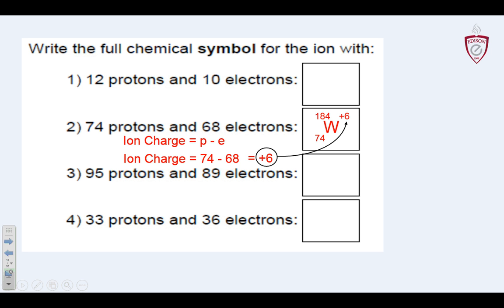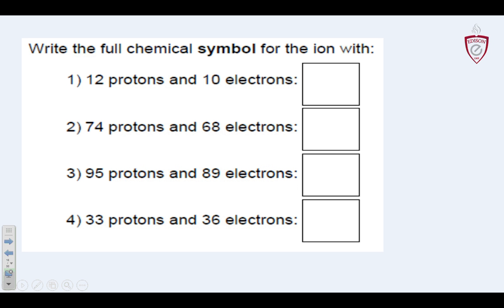We do it proper, and we're going to get the right charge in front of our number. Yeah, we've got to do it in the right order. So now we're doing the same example again, but 95 protons, 89 electrons.